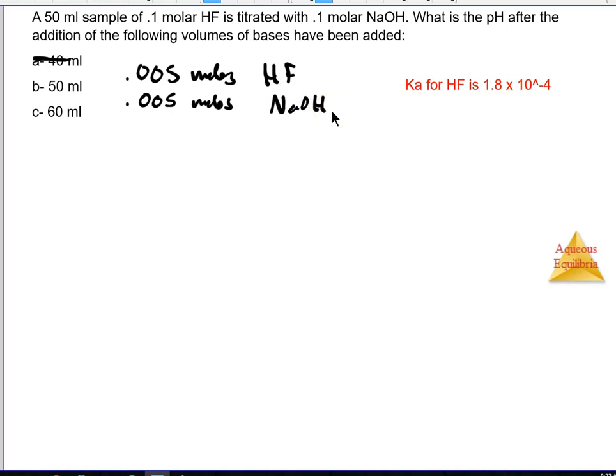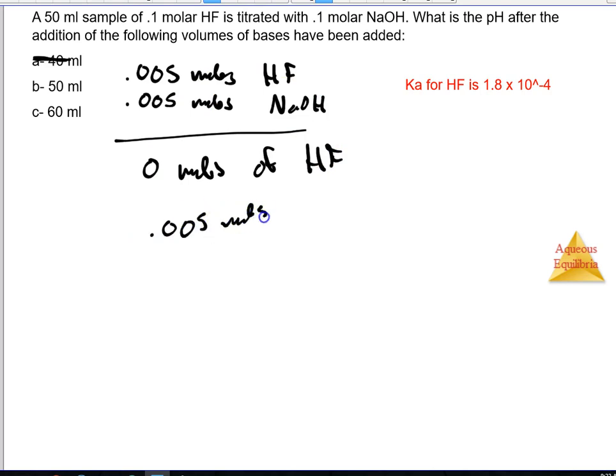And it is extremely tempting to say, oh, okay, this is neutral because my acid and my base are equal. And that's true in strong acid and strong base land, but we're in weak acid and strong base. All right? So that is not true, and the math becomes trickier. When you do this, you find that you have 0 moles of HF, right? But you have 0.005 moles of F minus. Are we okay with that?